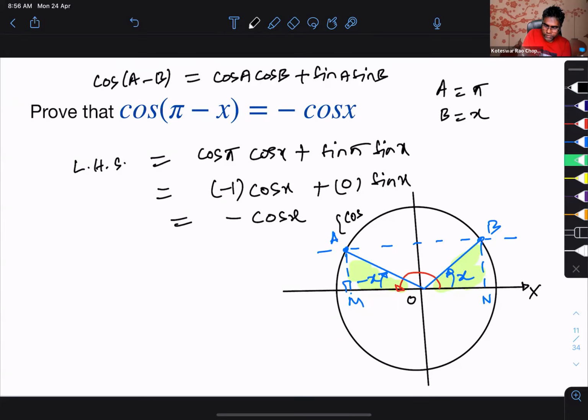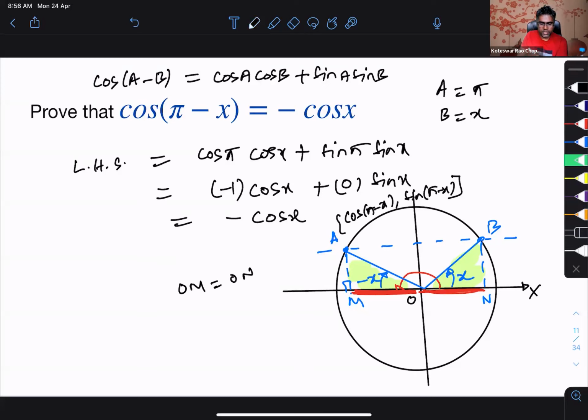Sine of pi minus x is the y value. We will use that a little later. So we are getting this value OM, but we are in the second quadrant, so we will get minus OM, right? Now cos x will be what? ON. Cos x will be ON. Now magnitude wise, OM and ON are equal.